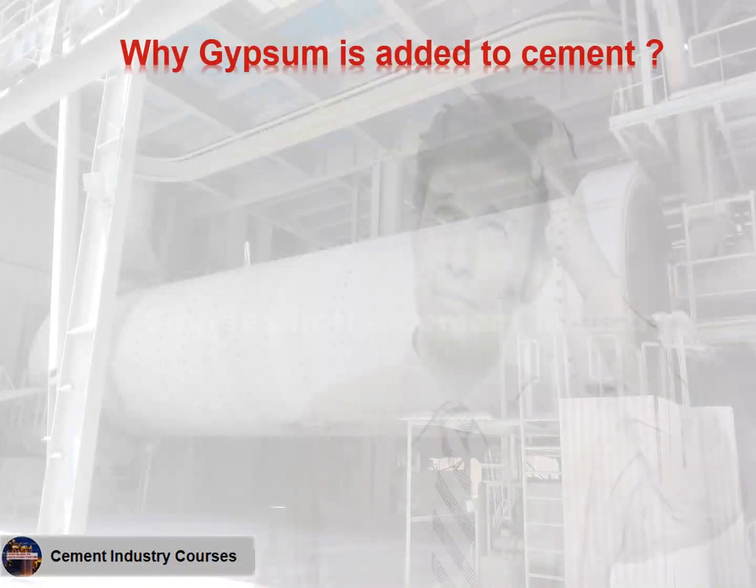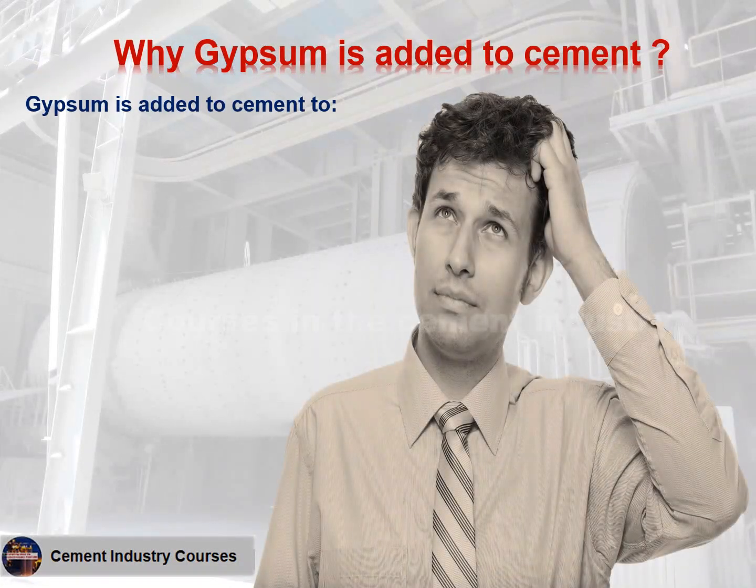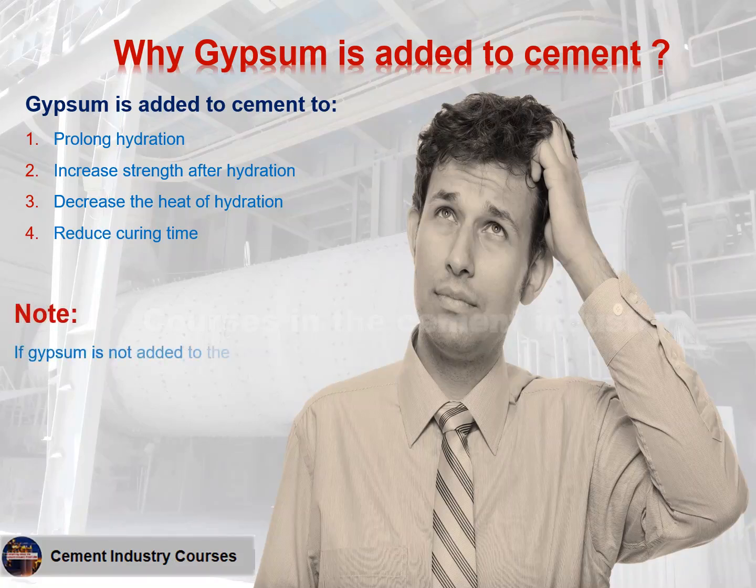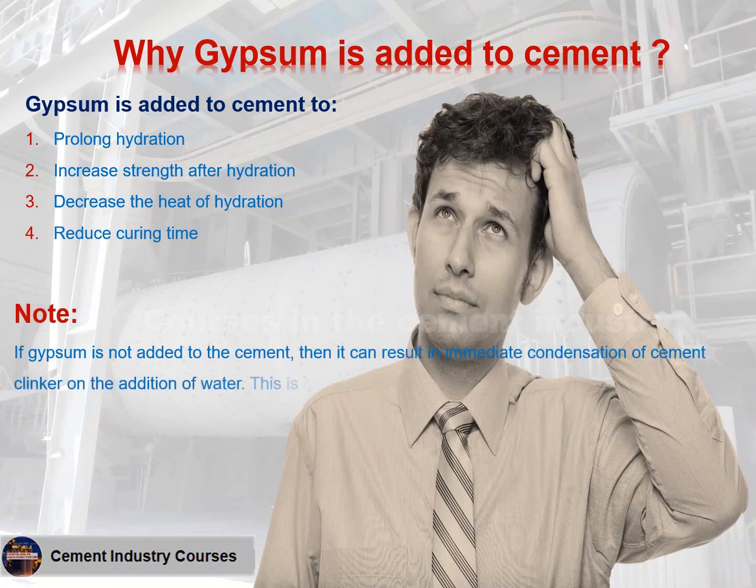Why is gypsum added to cement? Gypsum is added to cement to 1. Prolong hydration. 2. Increase strength after hydration. 3. Decrease the heat of hydration. 4. Reduce curing time. Note: if gypsum is not added to the cement, it can result in immediate condensation of cement clinker on the addition of water.